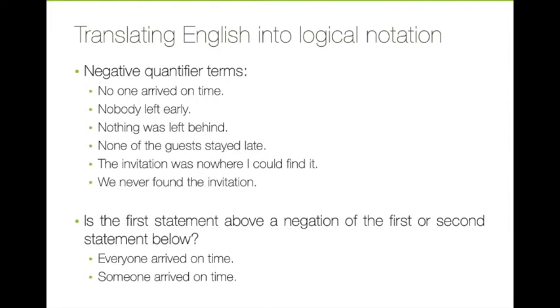Our job in looking at these sentences is to figure out what is the sentence that they're a negation of. So a challenge with these terms is it's often tricky to determine what the positive statement being negated is, or the simple atomic statement being negated is. So look at the statement above. No one arrived on time. Is that a negation of "everyone arrived on time" or "someone arrived on time"? Take a moment, consider which one needs to be negated to capture the meaning of "no one arrived on time."